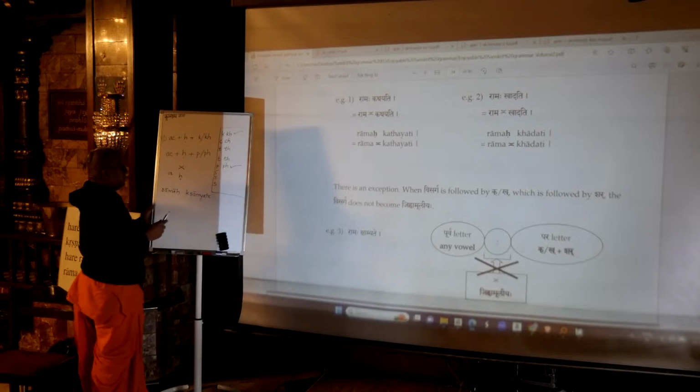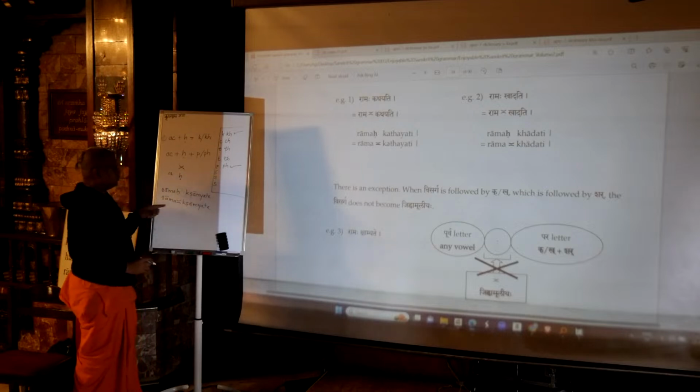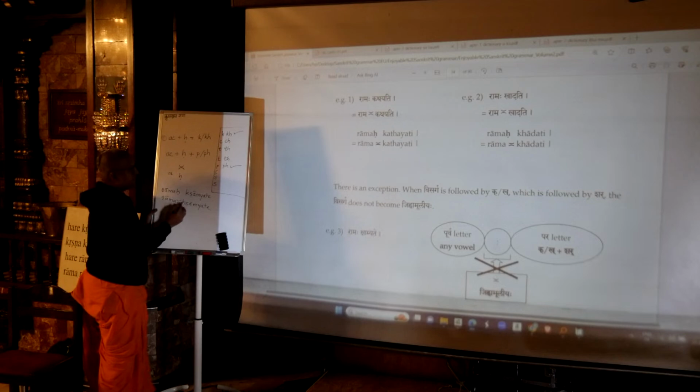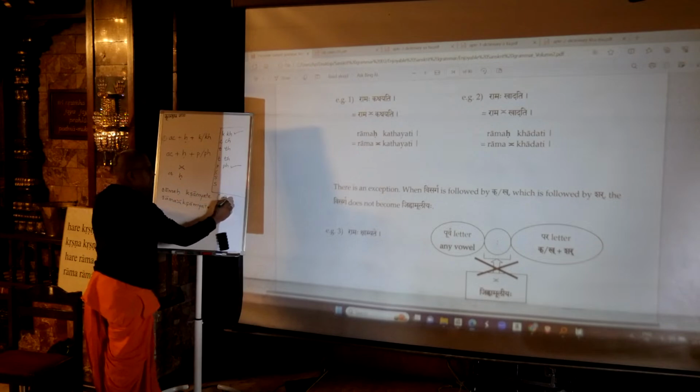All right. So now by our rule, before visarga, Ramaha, there is ach. After visarga there is kakara. So now this should have become jihva muliya. You should have made it into jihva muliya, by this rule. But there is an exception that after this kakara, if you have shar, shar pratyahar. What is shar pratyahar? It is shakara, shakara and sakara. These three.